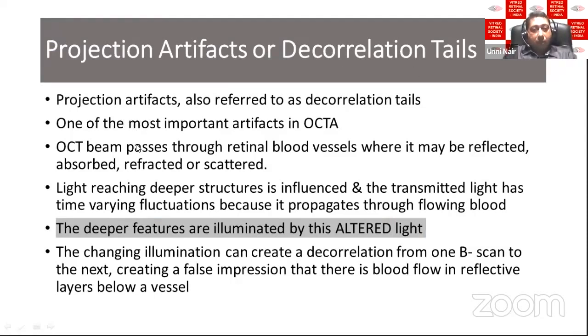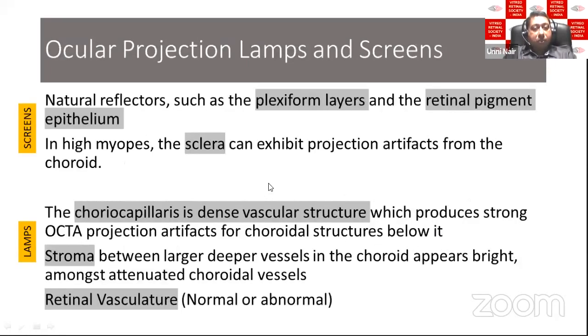One of the most important artifacts is the projection artifact, also called decorrelation tails. What happens when light passes through a blood vessel is that it can reflect back, be absorbed, or be refracted. The deeper structures are illuminated by this altered light, and therefore you get an image on them. So, like any projection system, you need a lamp, which is any retinal vasculature or any choriocapillaris, and you need a screen. That is the highly reflective layers like the plexiform layer and the RPE.